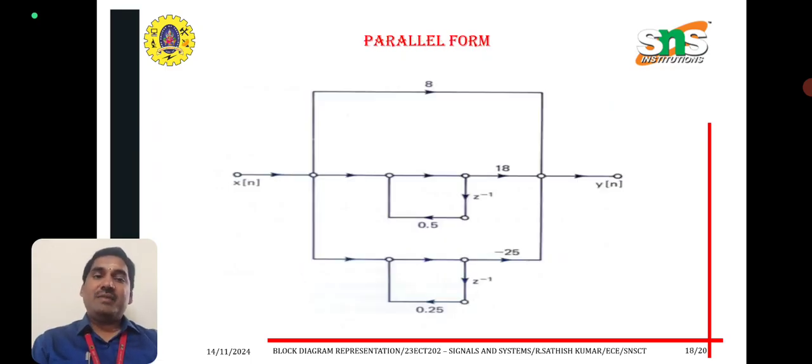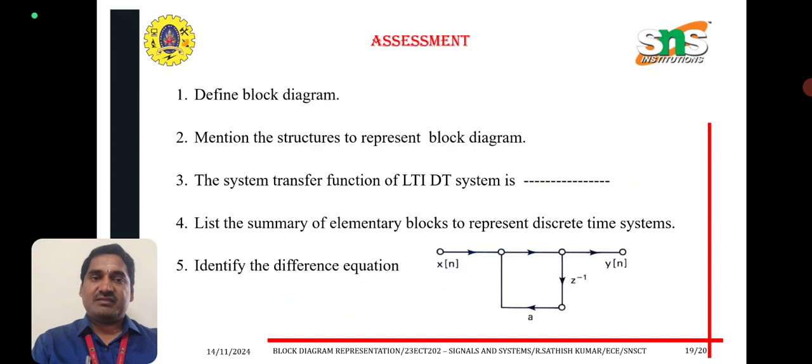Next one, parallel form, x of n multiplied with constant value 8. We can get it as a value. Second value is 18, which is equal to x2 of n multiplied with z inverse, again multiplied with 0.5. Therefore, 0.5 into x of n minus 1, constant value multiplied with your 18. Next value, x of n multiplied with z inverse, x of n minus 1 into 0.25, constant value minus 25. In terms of parallel, combining all these terms, we can produce the output as y of n. This is the parallel form structure.